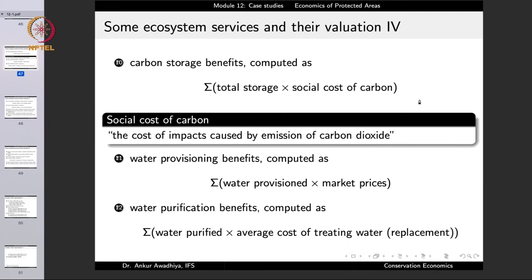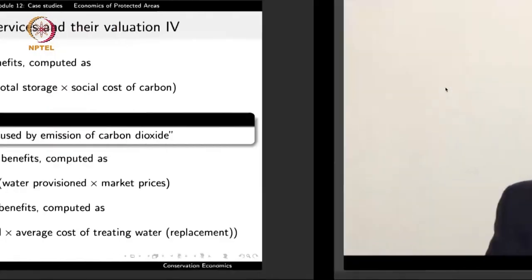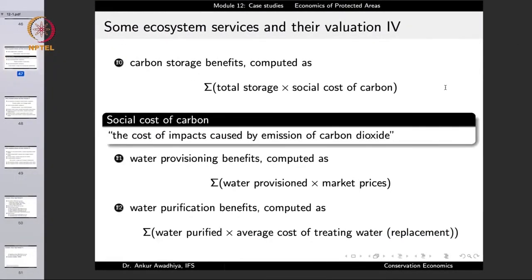What is social cost? The cost of impacts that is caused by the emission of carbon dioxide. So what we are asking is, if we did not sequester this amount of carbon, if we did not store this amount of carbon, then this carbon would have been released into the environment. It would have been there in the atmosphere. It would have played a role in global warming and in climate change. Now, because of climate change, because of global warming, there are a number of extreme climatic events. We are seeing more floods, more droughts, and things like that. Now, what is the social cost? What is the cost that people are suffering because of that amount of carbon that is there in the atmosphere? So that is the social cost of carbon. So we can do carbon storage benefits as total storage of carbon multiplied by the social cost of carbon.